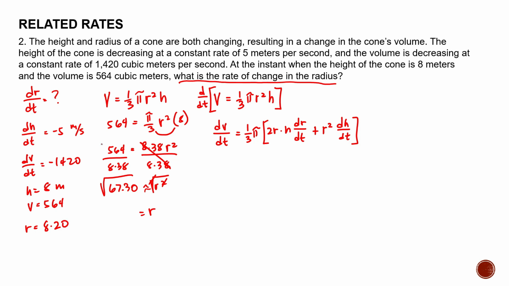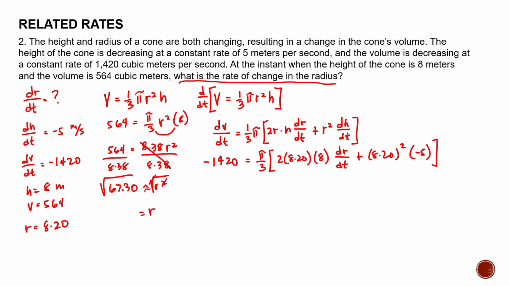After deriving the formula, let's substitute everything that we have here on the left side. So this is negative 1,420 equals, let's just say this is pi over 3 times 2 times r, 8.20. Height is 8, and then dr over dt, the one that we're solving. r is 8.20 squared. dh over dt is negative 5. Okay, so pi over 3, let's solve this. Pi over 3 is approximately 1.048.